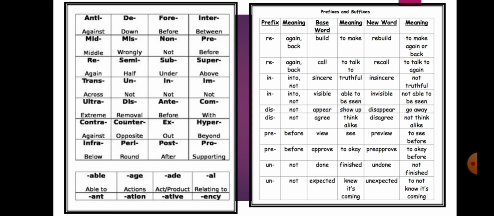And able, unable. Able means can do something, and age means action, and ade, ed means act or product. Al means something which is related to. These are the suffix words. And see the next column, re. Re means again or back. For example, build, rebuild.